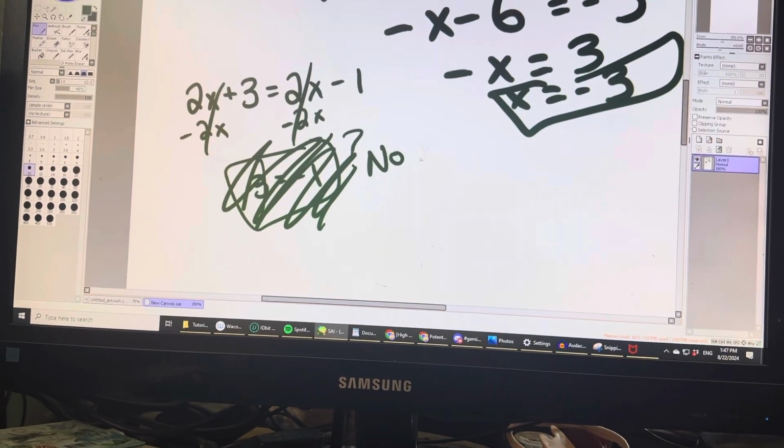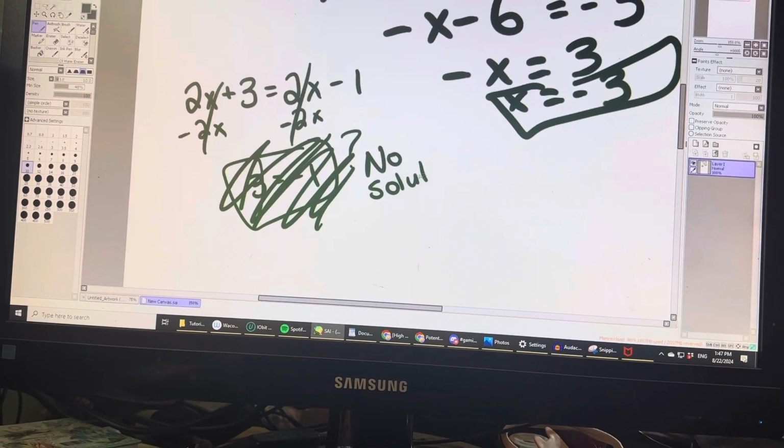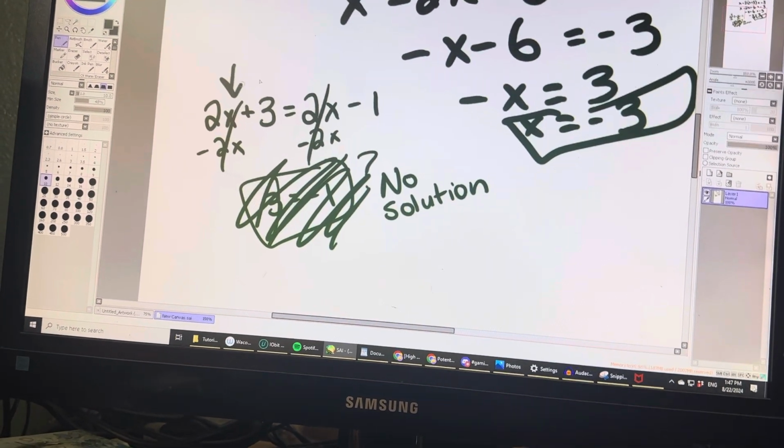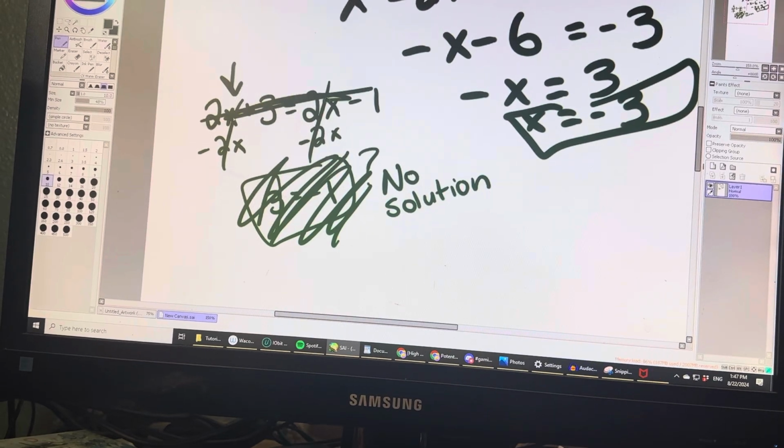That's no solution. There's no value for x that would make this true. It's never gonna be true.